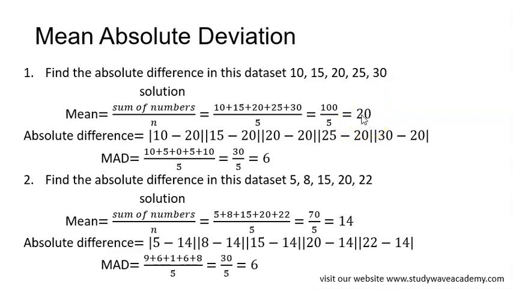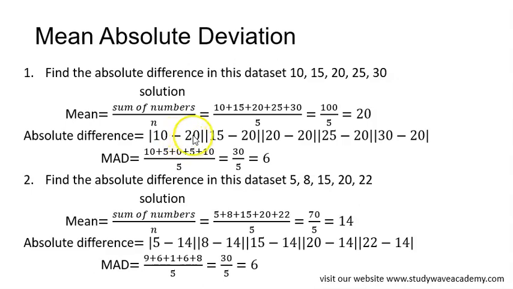So now, to get the absolute difference in this data set, to get the average distance between these data points, you subtract each data point from 20. So the absolute difference is 10 minus 20. 10 minus 20 is going to give us minus 10, right? But here we have this absolute symbol, which means it should be positive. Any negative number should be positive.